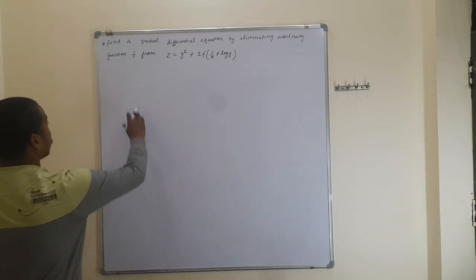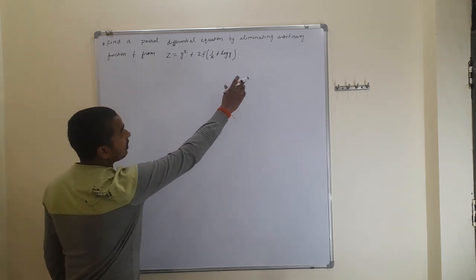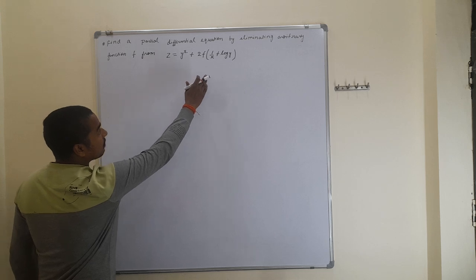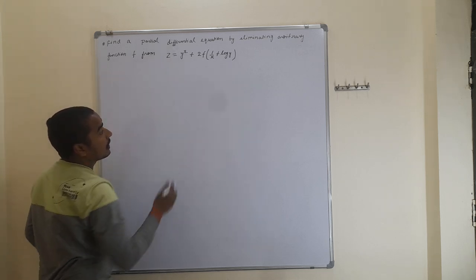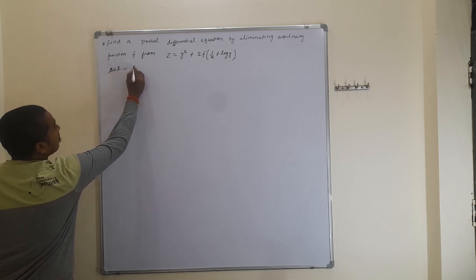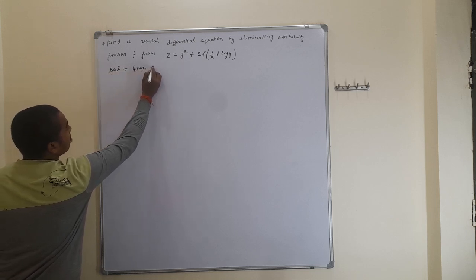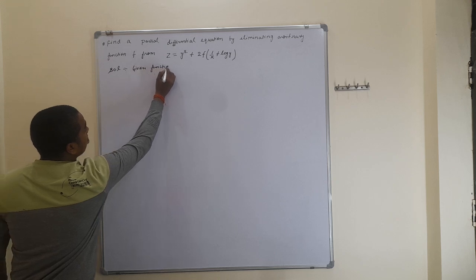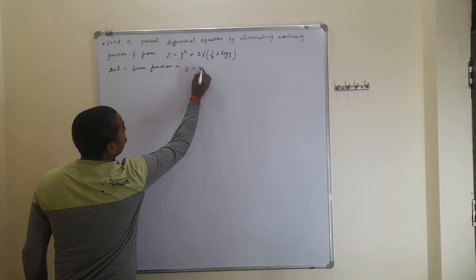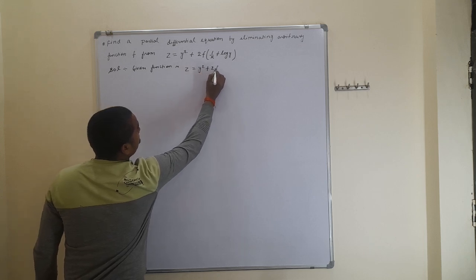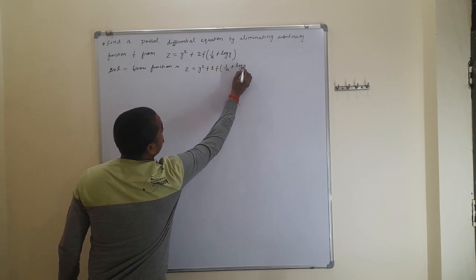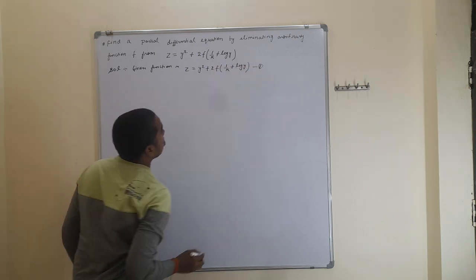Here in the given question, find the partial differential equation by eliminating arbitrary function f from z = y² + 2f(1/x + log y). Let's solve the problem. The given function is z = y² + 2f(1/x + log y). Let this be equation 1.